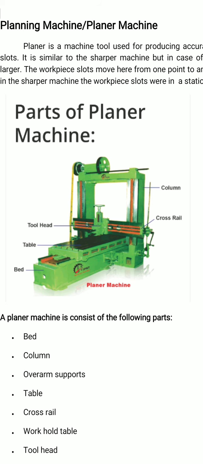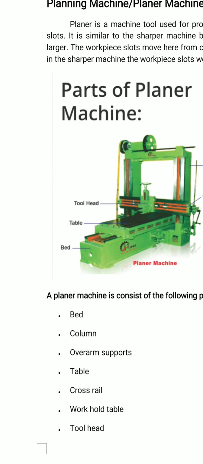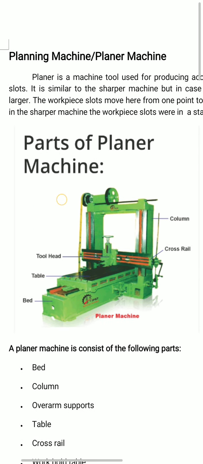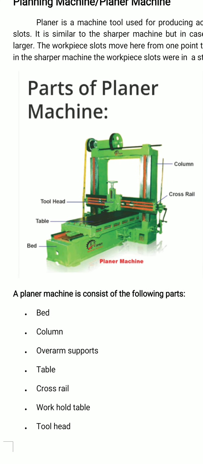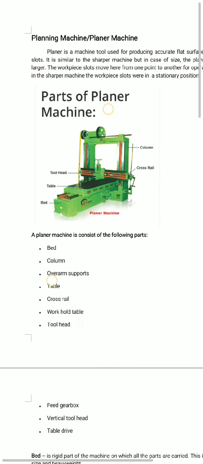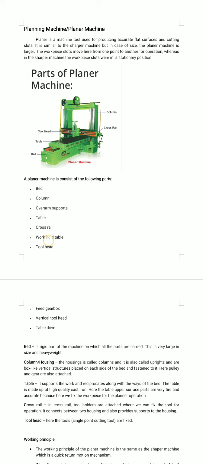shaper. The main difference between planer and shaper is that in a planer, the workpiece is loaded over the table and reciprocates past the stationary cutting tool, and the feed is given by the lateral movement of the tool, but in the shaper, the ram holding the tool reciprocates over the stationary work loaded over the table, and feed is given by the crosswise movement of the table.